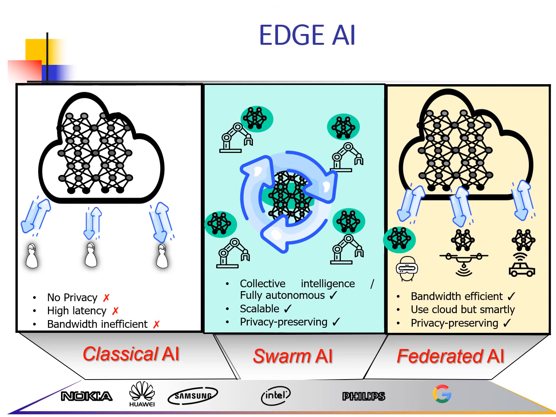Then if you want really to get rid of the cloud, this is the one here in the middle called Swarm AI or fully distributed AI. It comes under many, many names. Essentially, you want to, again, carry out the same task, meaning training a model, for instance, among many, many agents, and you could do it again in a privacy preserving and scalable manner. Google was the first one to popularize federated AI, and ever since we saw a lot of new players interested in the approach, from Nokia, Huawei, Samsung, Intel, Philips, Ericsson. Pretty much all the ecosystem in mobile ICT is interested in this technique.